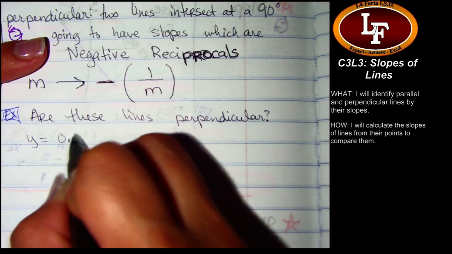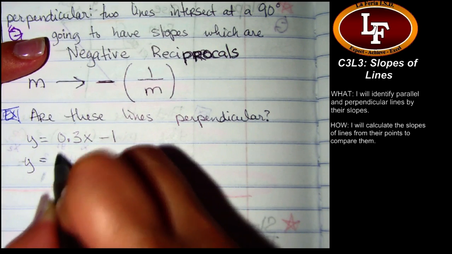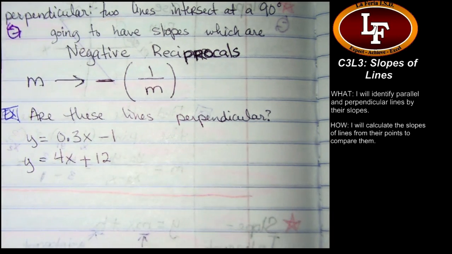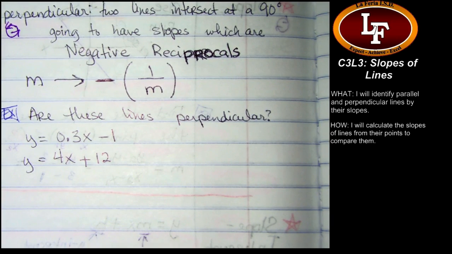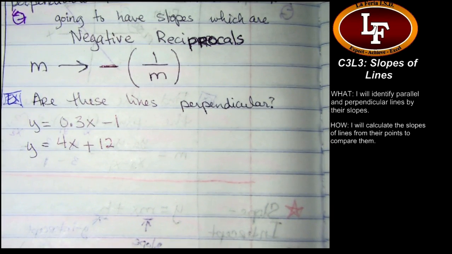y equals 0.3x minus 1 and y equals 4x plus 12. I have no idea. I just made up numbers. I have a feeling it's not. But I don't really know. Can I have a calculator? Yeah, you can grab a calculator. We're going to need one.